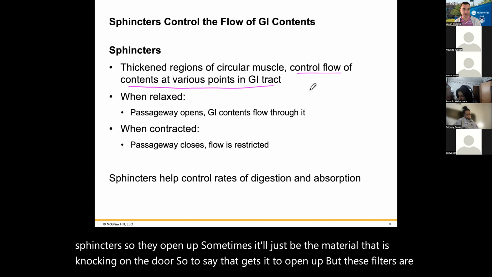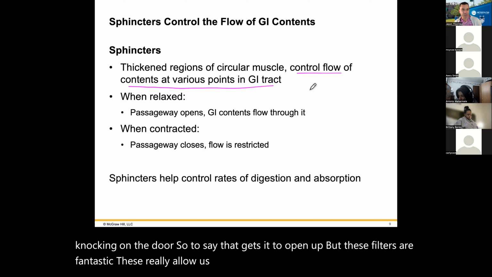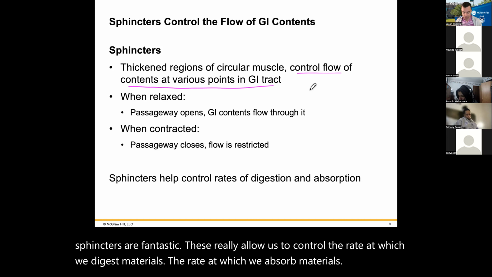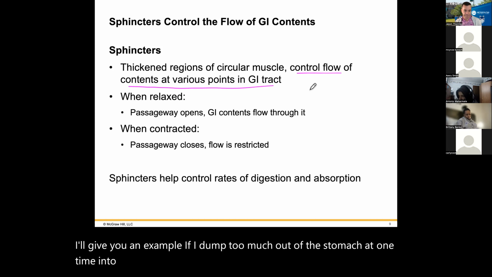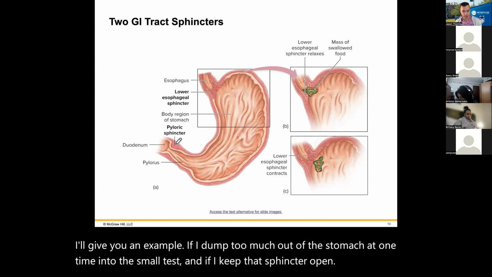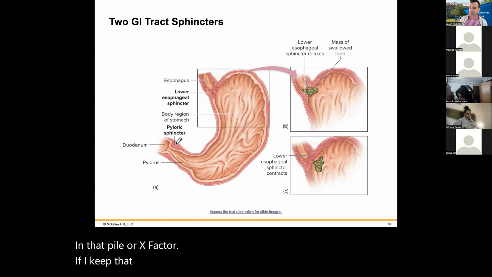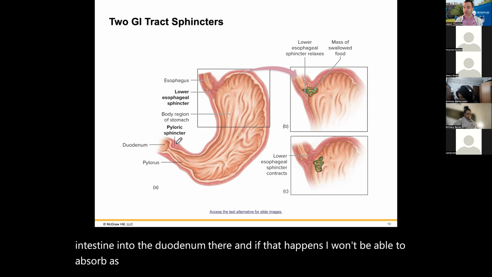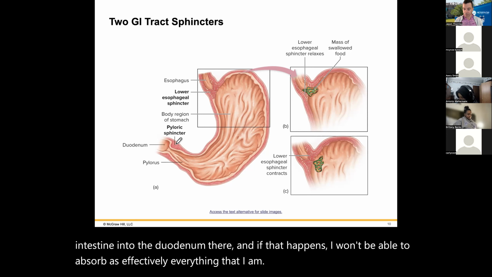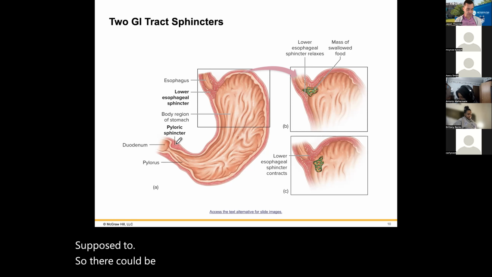These really allow us to control the rate at which we digest materials, the rate at which we absorb materials. I'll give you an example. If I dump too much out of the stomach at one time into the small intestine, if I keep that pyloric sphincter open for too long, too much material gets into the small intestine, into the duodenum. And if that happens, I won't be able to absorb as effectively everything that I am supposed to. So there could be too much content in there, and I could have an exaggerated bowel movement.